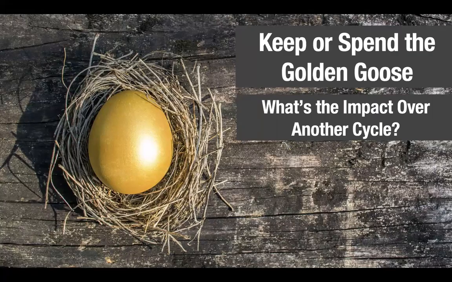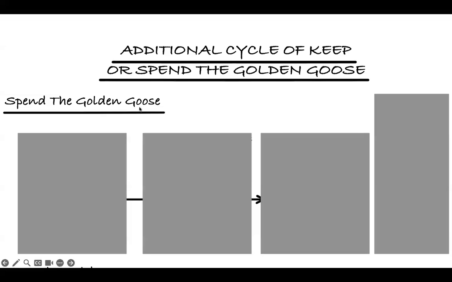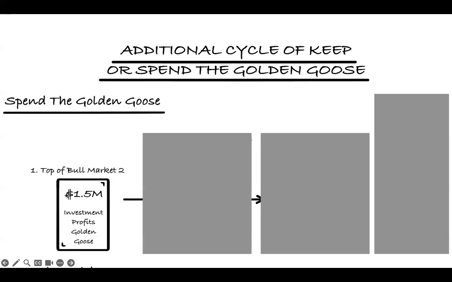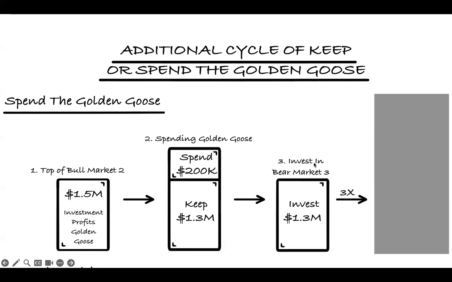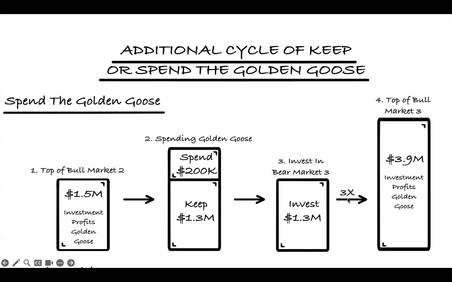So what's the impact over another cycle? Well, let's look at this. Let's say an additional cycle of keeping or spending the golden goose. Let's talk about spending the golden goose over an additional cycle. Well, we hit a top of bull market two at $1.5 million, right? Because we went from $300,000, we got a 5x, which is $1.5 million. What did we do then? Well, we spent $200,000. We kept $1.3 million. We invested $1.3 million in bear market number three, and it gave us a 3x return in the next bull market. So we ended up at $3.9 million.